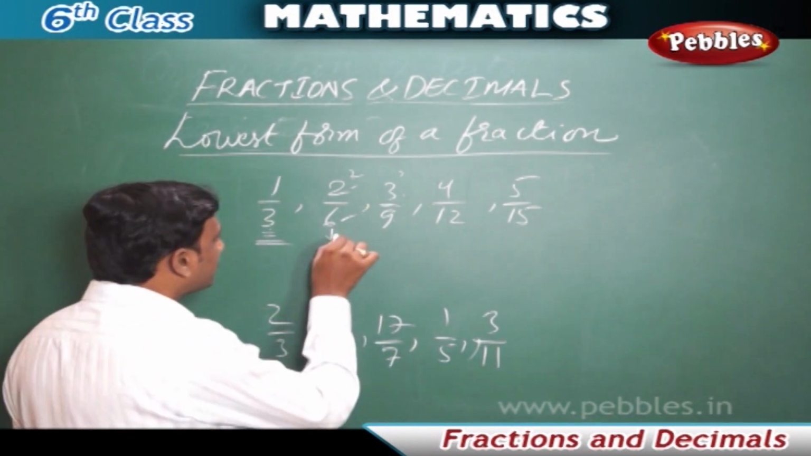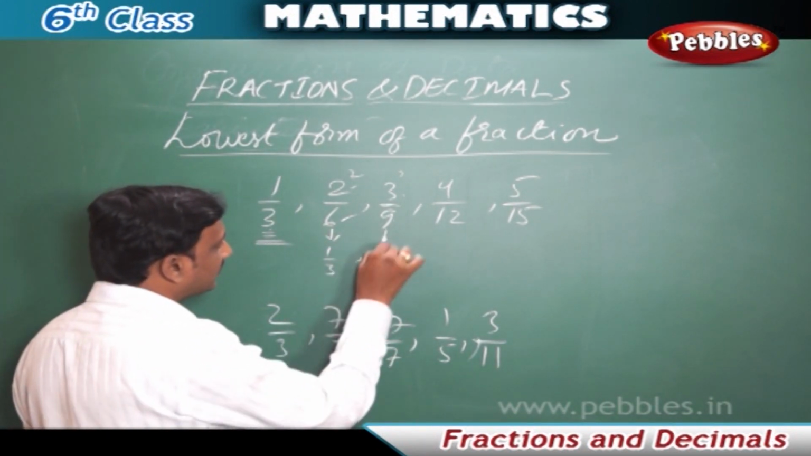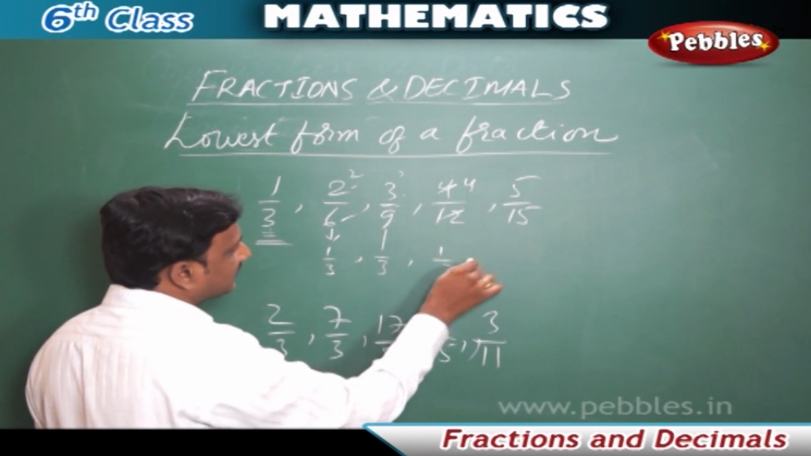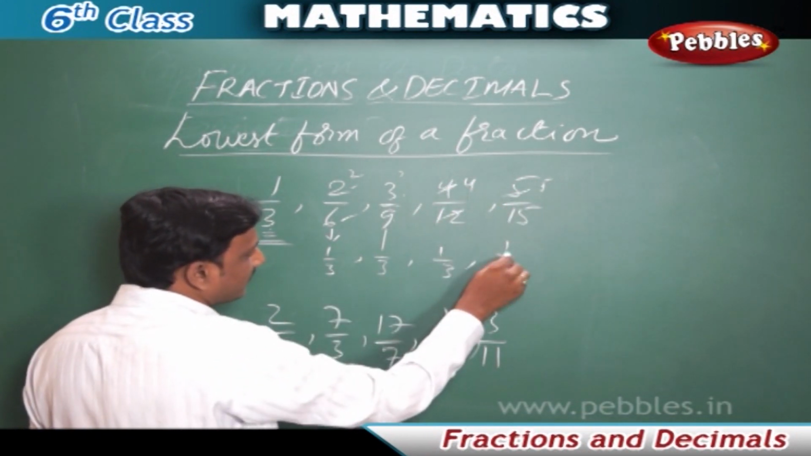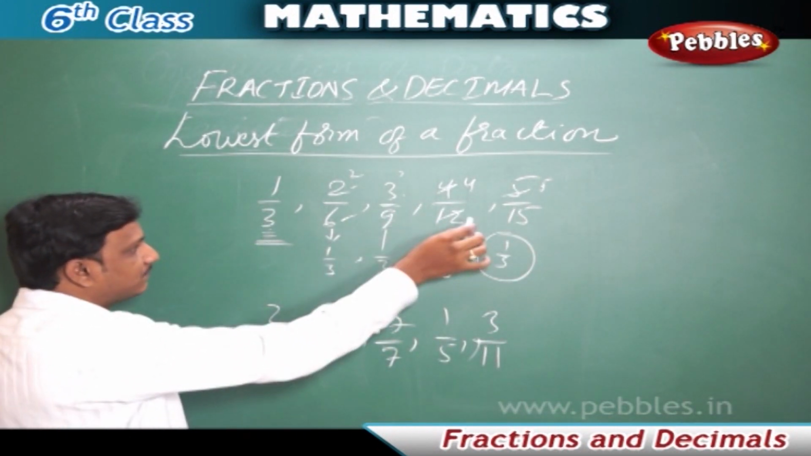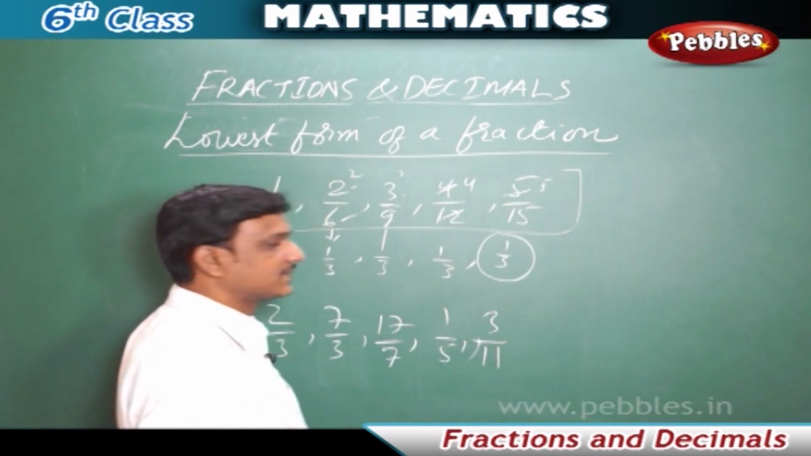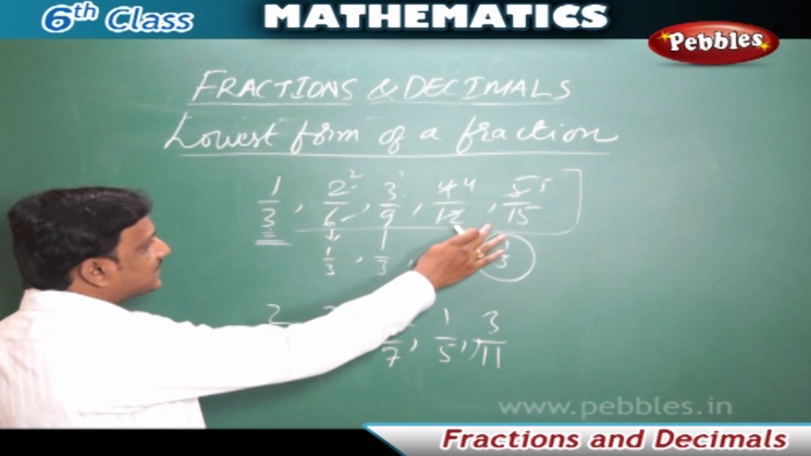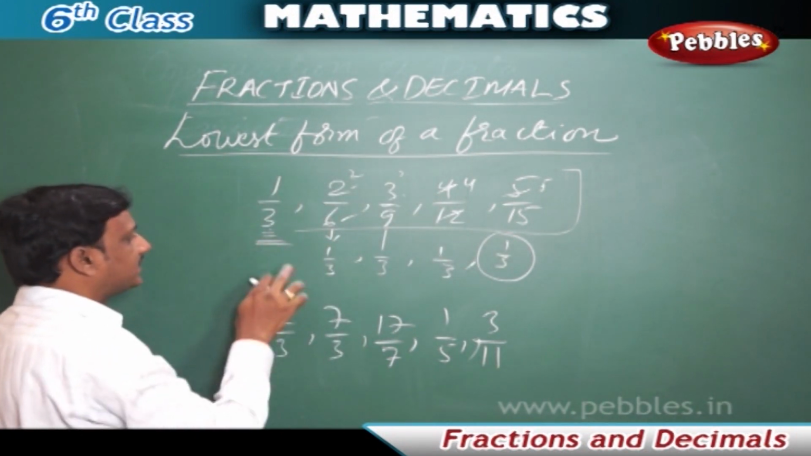If you try to make it into simplest form, it becomes 1/3. If you divide with 4, it becomes 1/3. If you divide it with 5, it becomes 1/3. So here 1/3 is the standard and simplest form of all these fractions. So these are not the standard fractions. Their lowest form is 1/3.